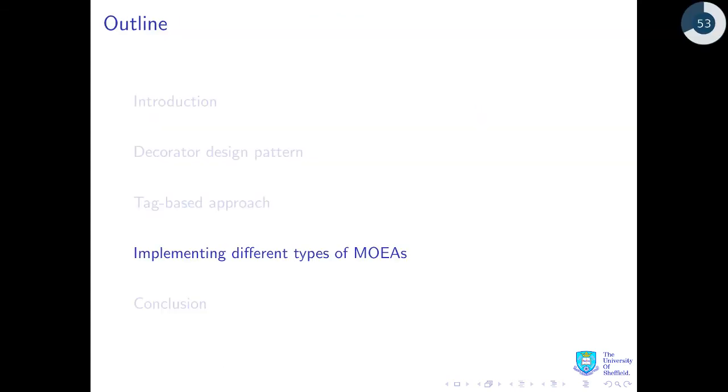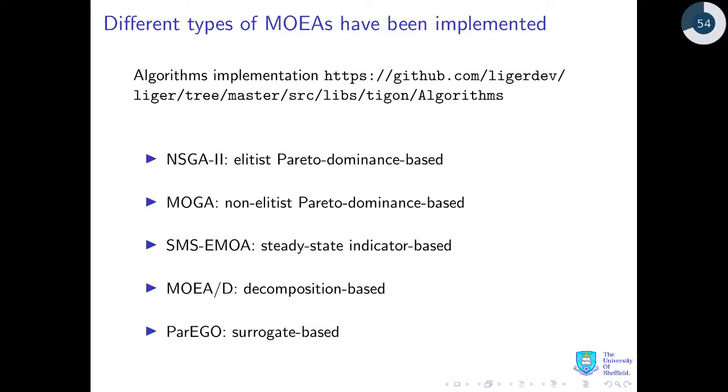And so now let's show you how to implement different types of MOEAs. First of all, you can find different implementations on GitHub. So far I've shown you how it works with NSGA-II, which is an elite Pareto-based MOEA. I'll just show you roughly how it works for other ones. So for MOGA, which is a non-elitist Pareto-based MOEA, for SMS-MOA, which is a steady-state indicator-based, for MOEA/D, which is a decomposition-based MOEA, and for ParEGO, which is a surrogate-based.